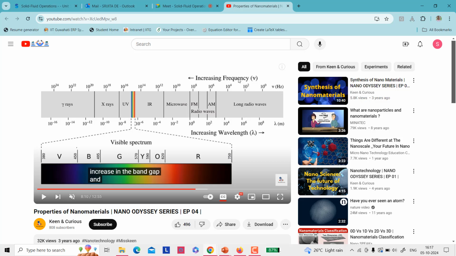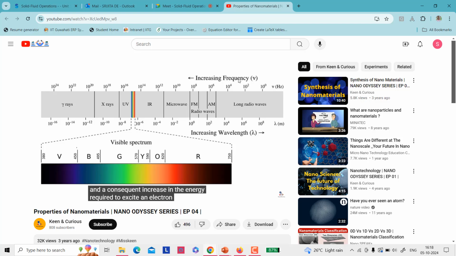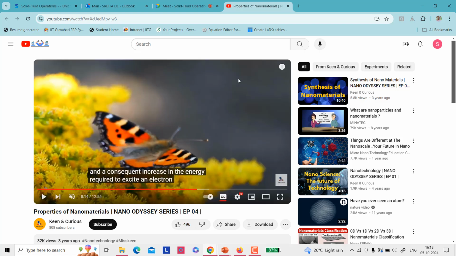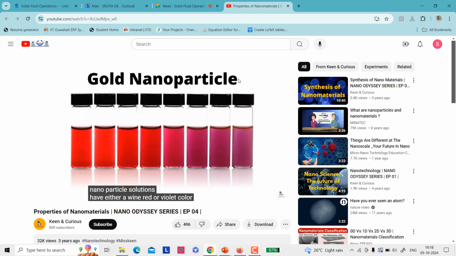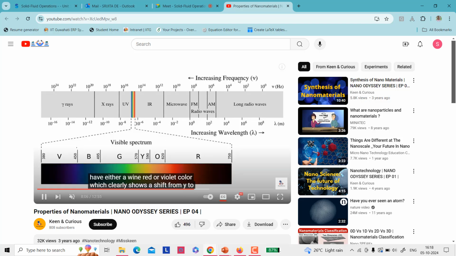So again, if we repeat this: bulk gold is yellow, which means a medium energy, and gold nanoparticle solutions have either a wine red or violet color. It is not pure red, it is wine red, which clearly shows a shift from Y to V on the VIBGYOR scale, which shows an increase in the band gap and the consequent increase in the energy required to excite an electron. Another amazing example of this phenomenon is butterfly wings, which appear to be shimmering and multicolored due to their nanoscale structural units.